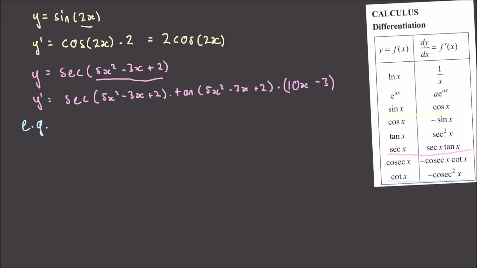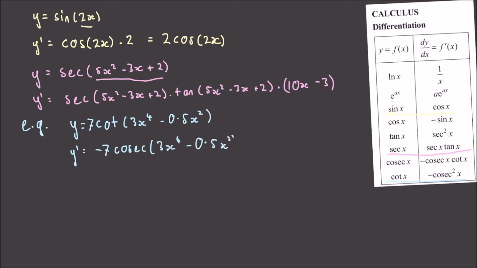Alright, and one for you to try. We'll try cot of this, and I'll put a 7 at the front. Pause the video, see how you go with this one. Here we go, so that 7, that just stays there, it's just a coefficient. Cot goes to negative cosec, so we'll put the negative there. The bit in the brackets does not change because it's the chain rule. Then we multiply by the derivative of the bit in the brackets, which is this, and we can once again simplify if we wish to. It is not required, but here we go. Multiply those two bits and the cosec bit stays the same.